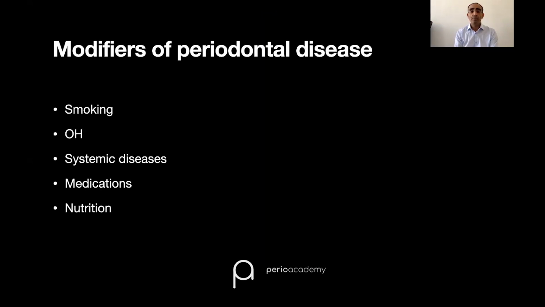Now, with the main modifiers of gum disease, we know the main risk factors tend to be oral hygiene, smoking, genetics, and health. We'll come on to smoking later on. Oral hygiene is a different factor, but obviously the main factor. But we now appreciate that systemic diseases, medications, and nutrition and well-being have a significant part and role to play.